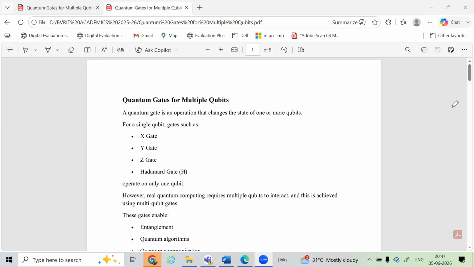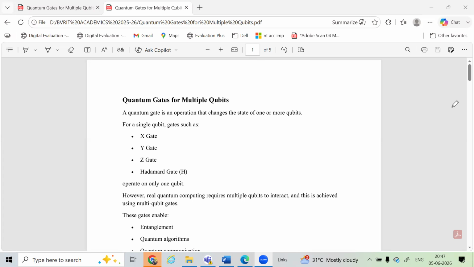In this session, I'm going to discuss the quantum gates for multiple qubits. From the exam point of view, I have not given all the quantum gates which are useful for multiple qubits. For the exam, it is enough to write about two gates.